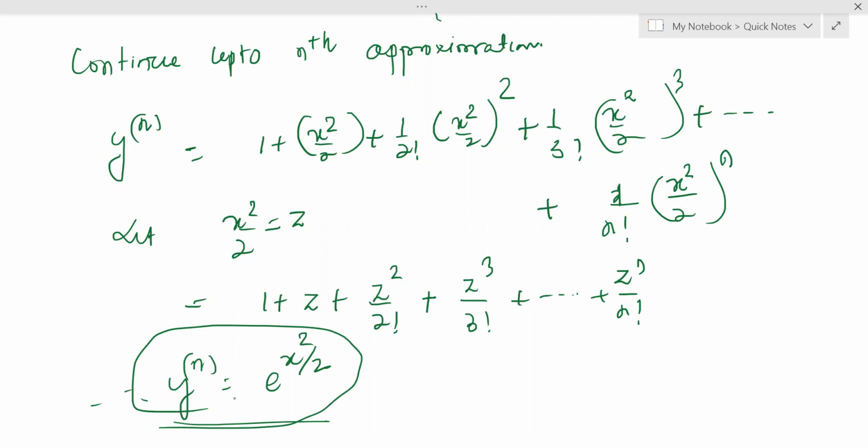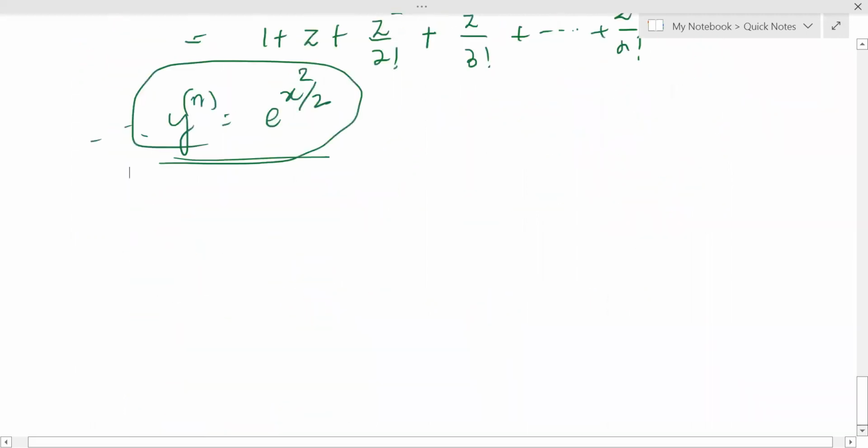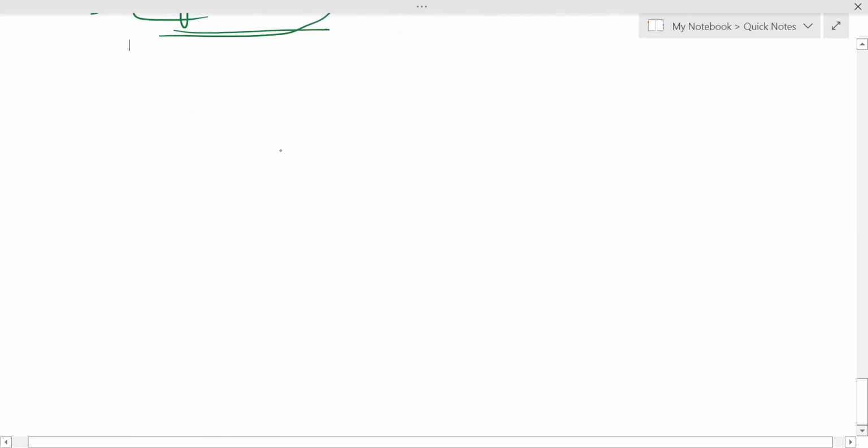Any doubt? No. So another example of Picard's method, we can write down for your homework purposes. Solve the equations.